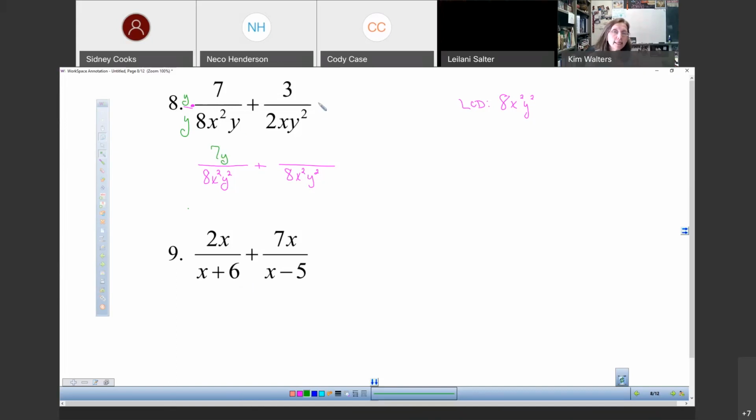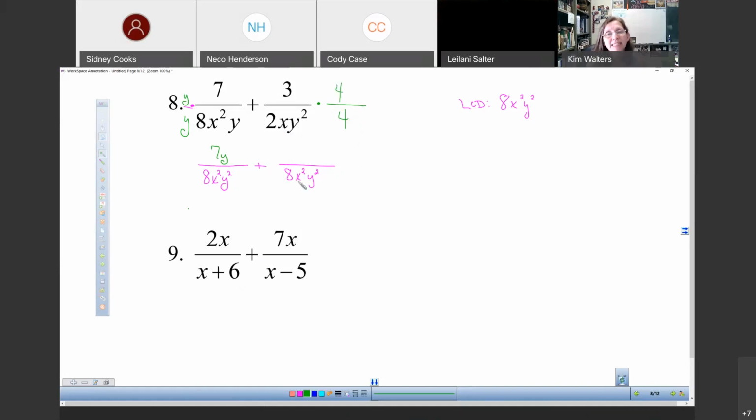So let's try the second one and see if this one's a little bit better. Let's just concentrate on the denominator, because whatever we put down here, we're going to put in the top. How do I turn 2 into 8? What do I multiply 2 by to get 8? 4. Excellent. That means I have to put a 4 in the top.